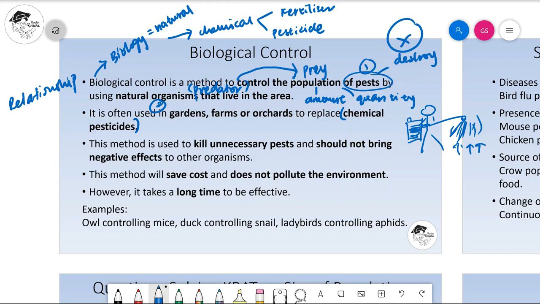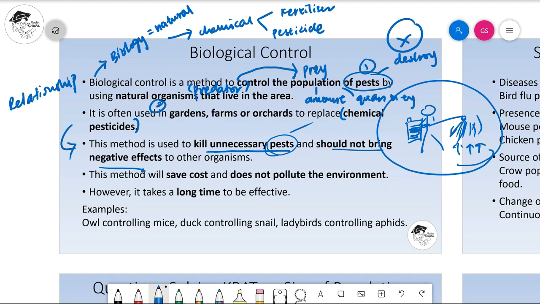So if you can see now, it brings to the second point: how this biological control method only kills unnecessary pests. Because if you use this chemical, you are going to kill not just the pest, but also other things such as the good insects, or even the plant itself. You may harm the plant. So you are killing things that are unnecessary to be killed. But if you are talking about only the pests that you don't want, of course, we kill the pests, and it should not bring negative effects to other organisms.